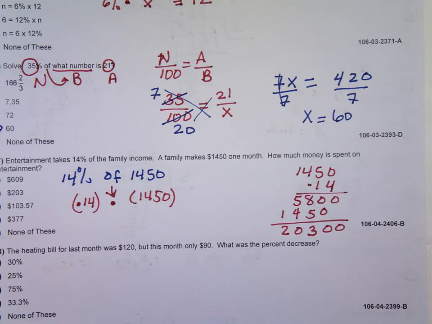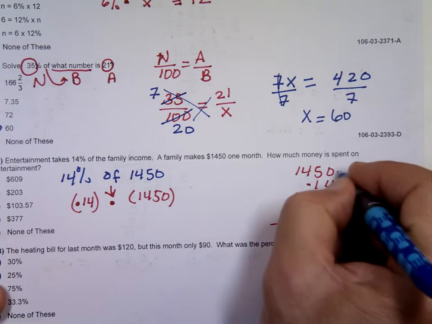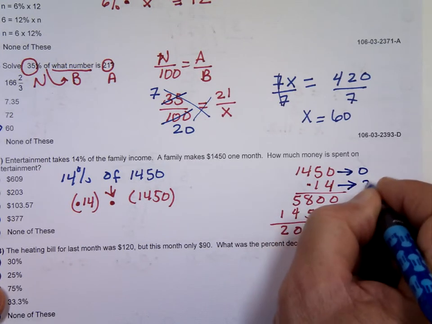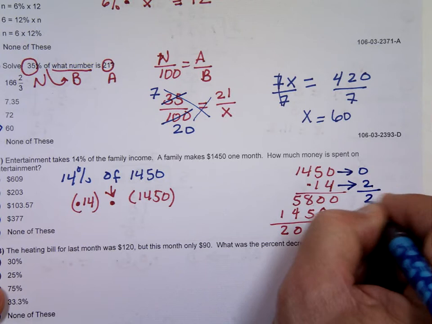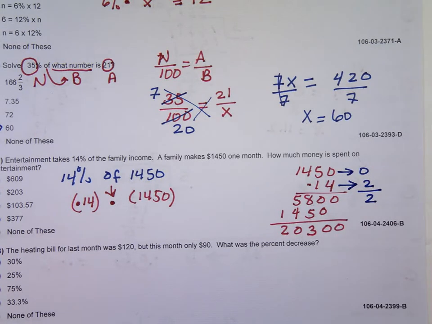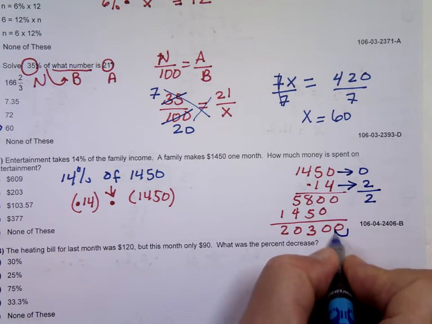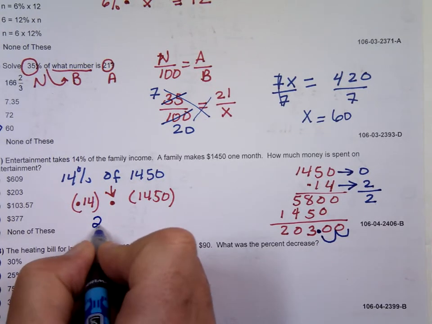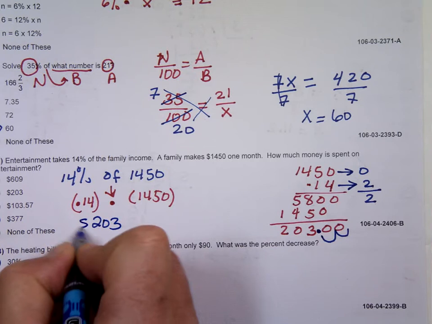Now, how many digits do we have to the right of the decimal point for this? 0. How many to the right of the decimal point for this? 2. When you add them, what do you have? 2. You're going to move the decimal point how many places? 2 places. So how much are they going to spend? $203 on entertainment per month.